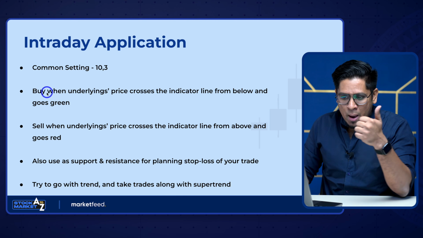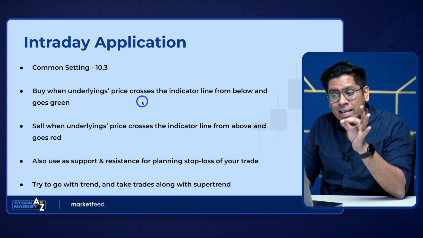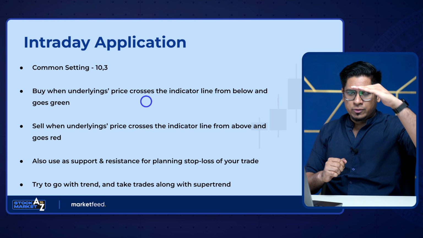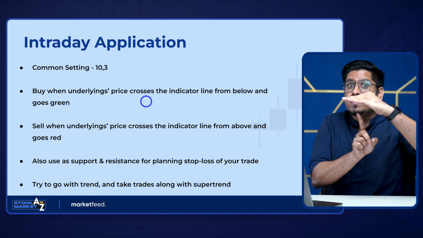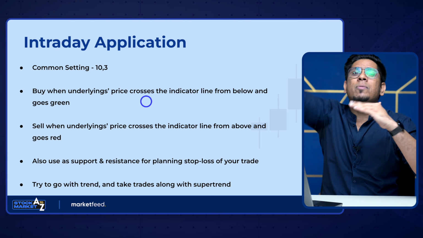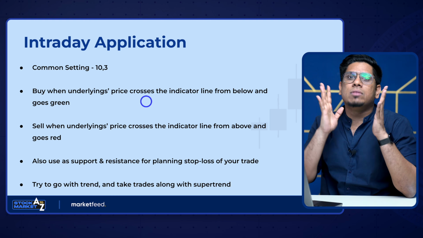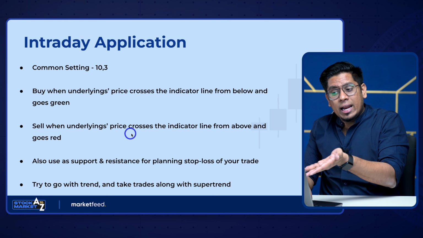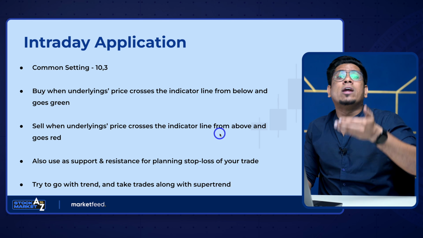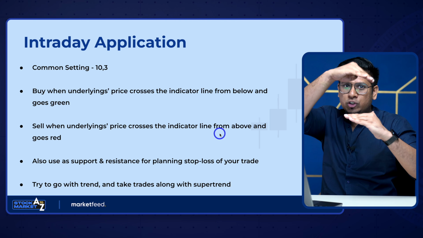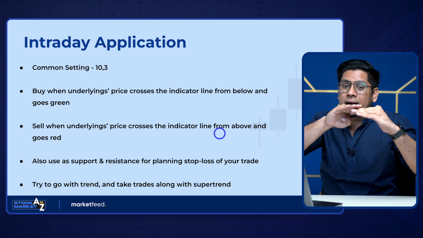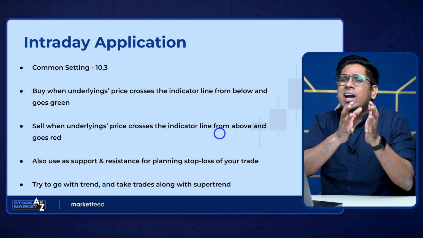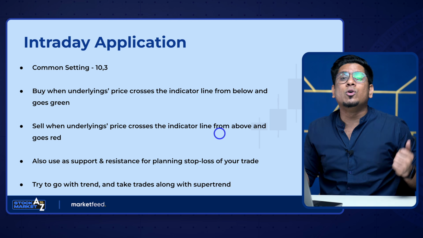Point number 1 is buy when underlying price crosses the indicator line from below and goes green. That is, if this is the Supertrend line, if the price is moving up from the bottom, crosses it and is moving up, then you can consider buying that instrument, that stock which crossed the Supertrend line. Just like that, sell when underlying price crosses the indicator line from above and goes red. The underlying stock is moving down, down, down. It is breaking super trend as an indicator and it is moving down. It is an indication that this underlying stock or the index is getting into bearish territory. You can quickly get into a bearish trade.